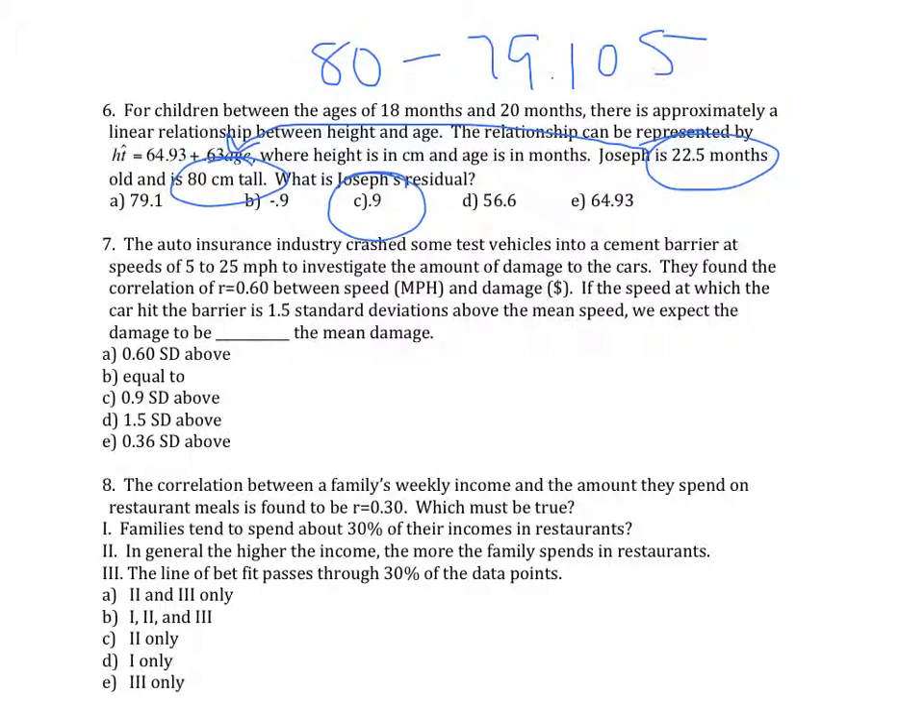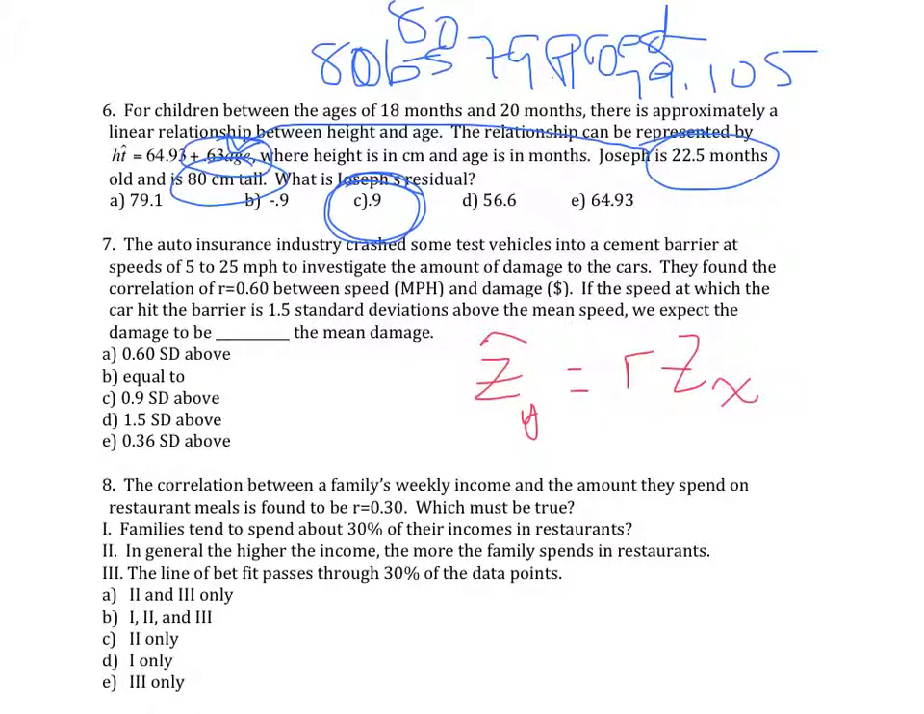The next question is looking at if you understand the z-score formula for a line. In that case, the z-score of y is equal to r times the z-score of x. They're telling you the speed is 1.5 standard deviations above the mean. That's the explanatory variable. And that the r is 0.6, which means that the z-score of y should be 0.6 times 1.5, or 0.9 standard deviations above its mean.